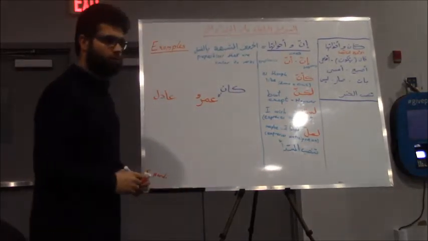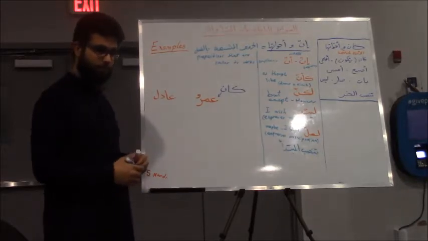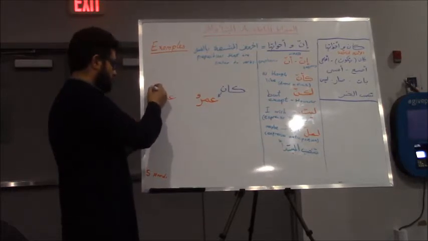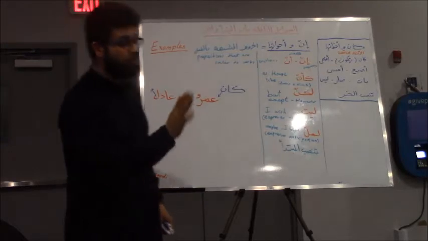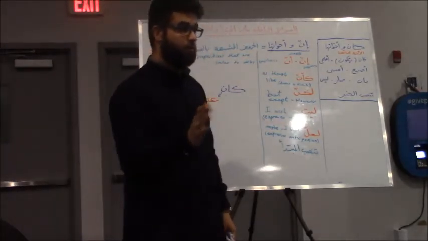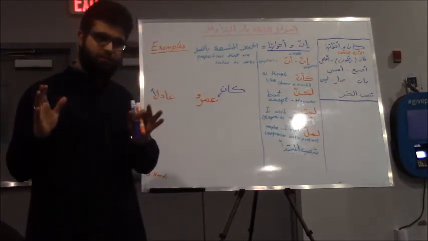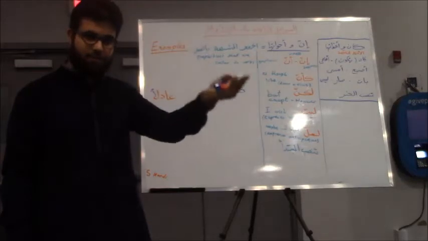So kana Umaru. What does kana affect? It affects the khabar, right? So adil is going to be what? Instead of adilun, it's going to be adilan, because it affects the khabar. Now what this means is Umar has always been, and used to be when he was around, just. So we've given the fact that he was just, we gave that time, and we gave that context.